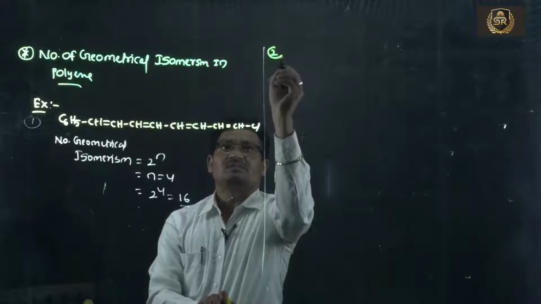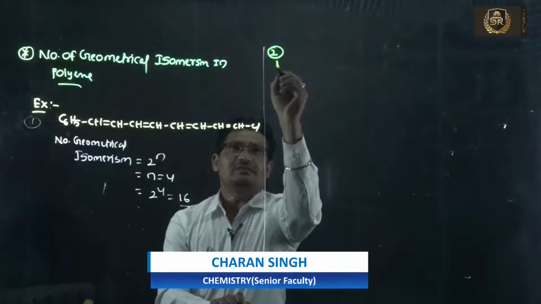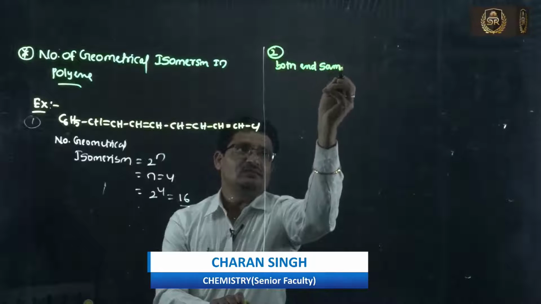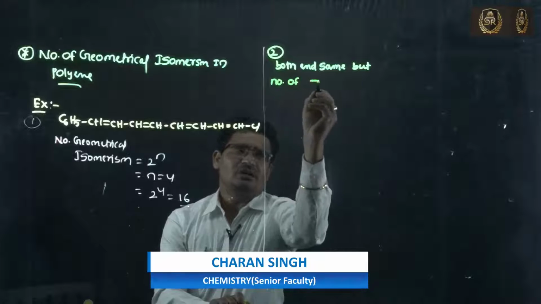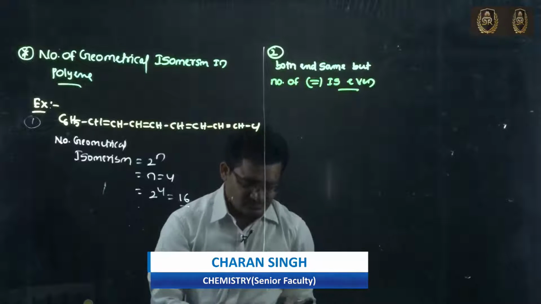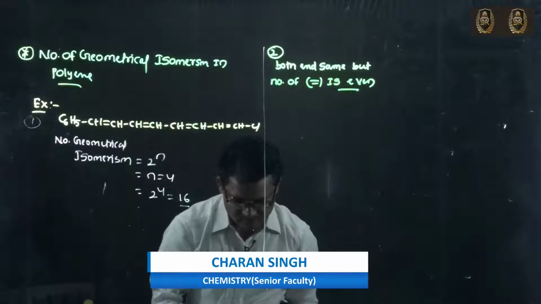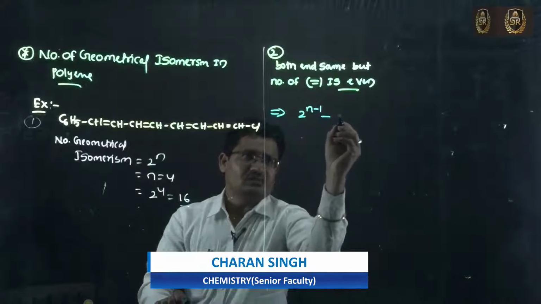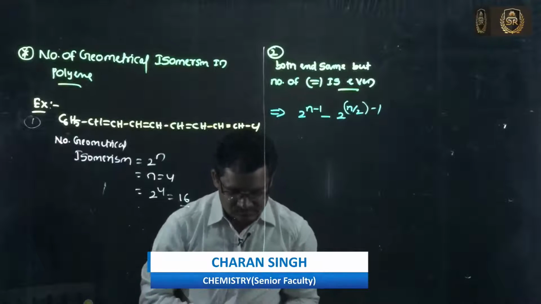This is the second one. Both ends are the same, but the number of double bonds is even. Now, what is the formula? If even, the formula is 2 power n minus 1, plus 2 power n by 2 minus 1. This is the formula for this one.